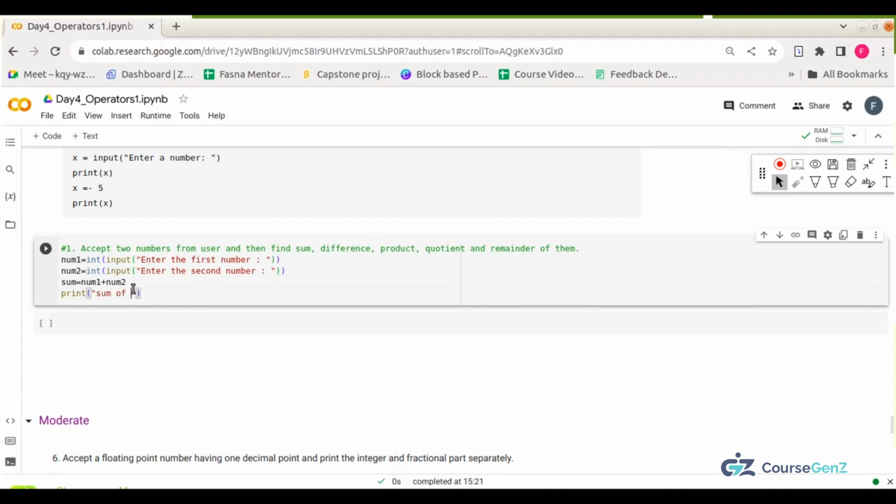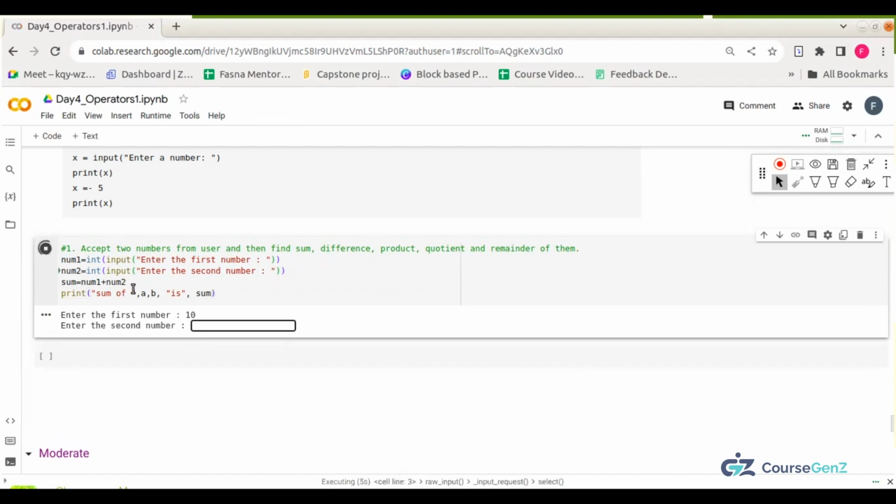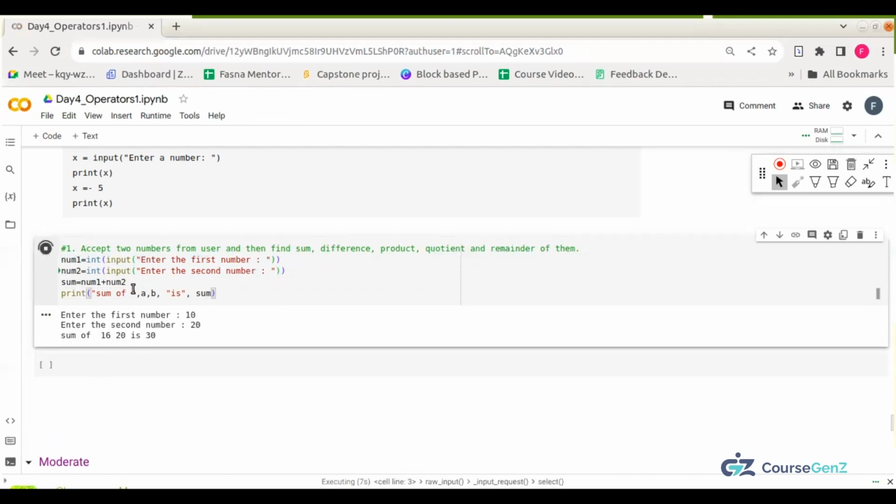Sum of A, comma, B, comma, is. We have to use the same inverted commas. Then sum. Let's try: first number 10, second number is 20. The sum will be 30. This is how you will be getting sum of 16.